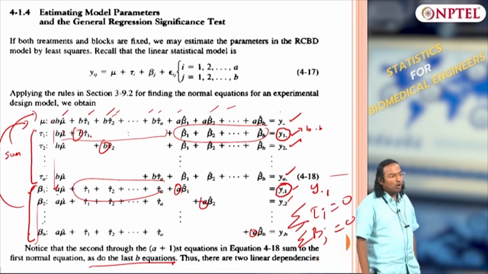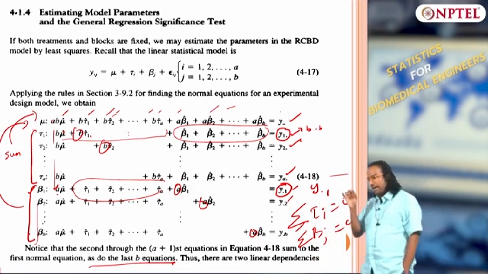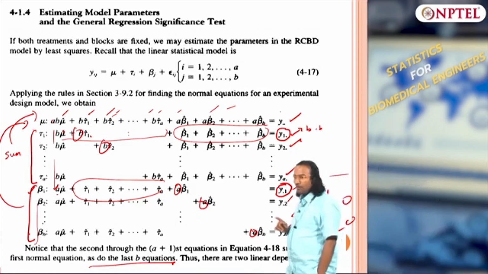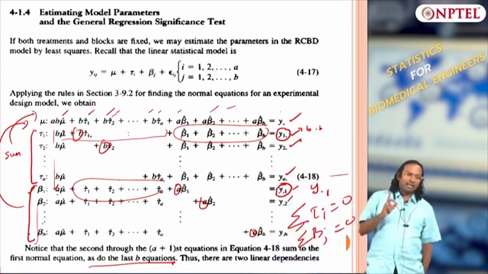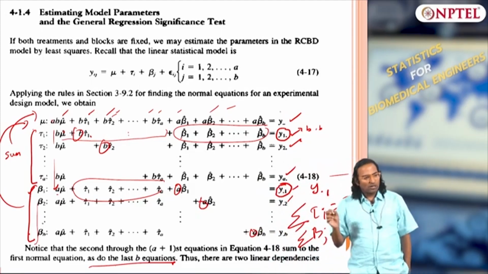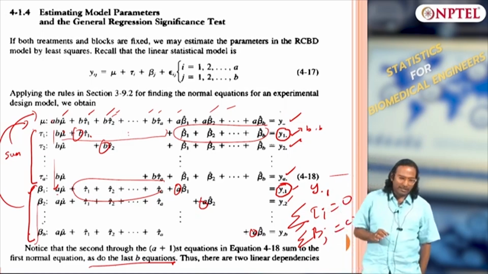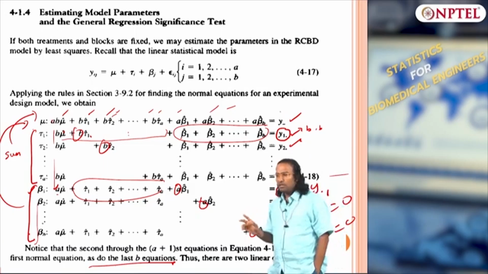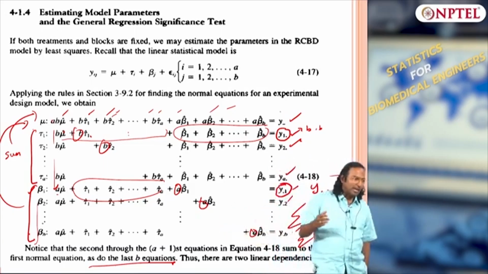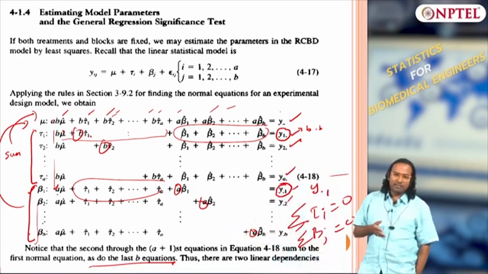So there are totally how many parameters? A treatment parameters, plus B block parameters, so A plus B, and then there is a grand mean mu which is 1. So A plus B plus 1 equations should be there. The total number of equations as per rule 1 is A plus B plus 1, and the right hand side is nothing but the summation of the data where that parameter is present.